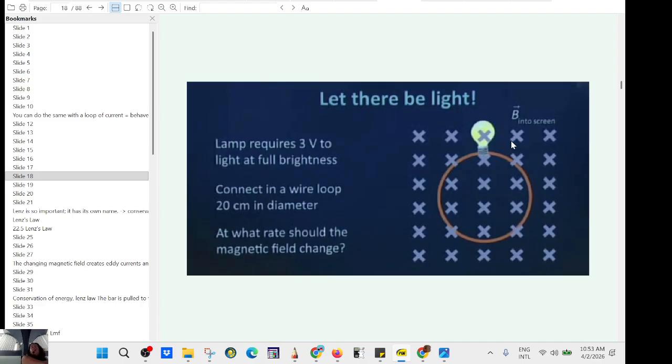So it's a closed loop. So it's a conductor. Magnetic field is going into the board. So maybe it's increasing. I don't know. Maybe you take your magnet, you go this way. So the number of field lines is increasing with time. So you're going to induce an EMF, an induced current. And let there be light. Yay!